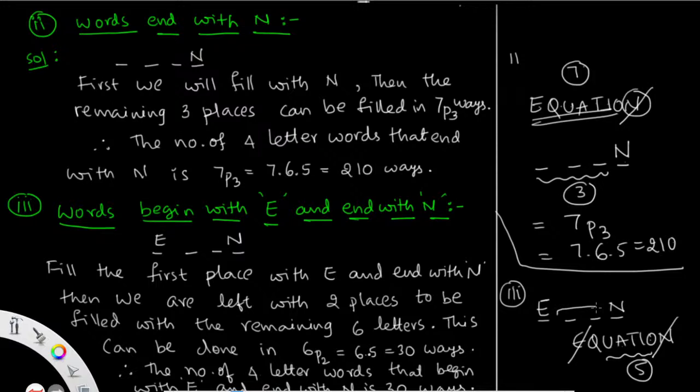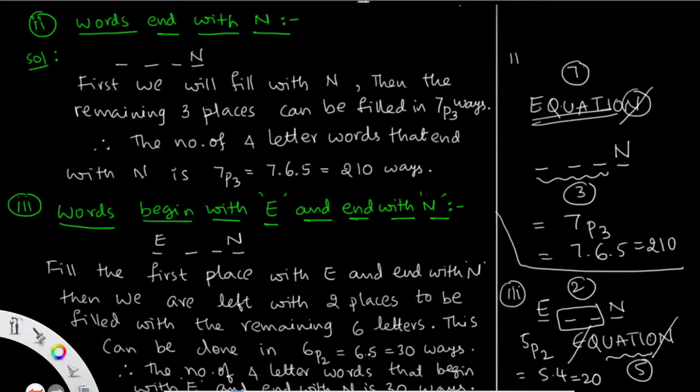The leftover places are 2. So how many ways can we fill them? In the equation, the total letters are 7. Remaining for 2 places, 5 letters remain. So with 5 letters this is 5P2. So that is the 5P2 question. So that is 5 into 4, that is 20 ways.